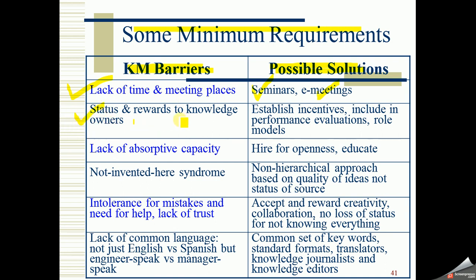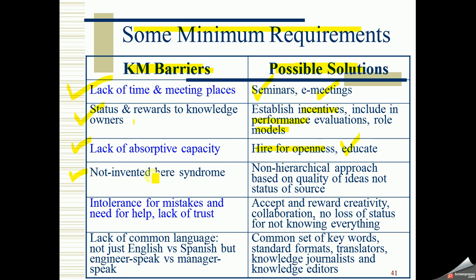Another is status and rewards to knowledge owners. We have discussed before that we need to give certain incentives. We need to consider knowledge sharing in the performance evaluation and identify the role models. Then there is lack of absorptive capacity. The people cannot absorb the knowledge, so we hire them for openness. We can educate the people about how to make use of the available knowledge.